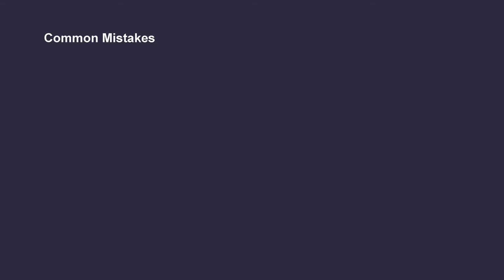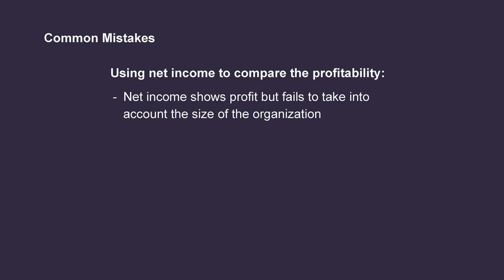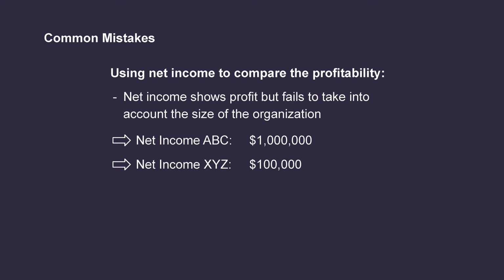Now that we understand how common size financial statements work, let's clear up a common misconception. Some users of financial statements believe that they can always assess two companies' overall profitability by comparing their net income amounts. However, this is not always the case. For example, let's compare two companies in the manufacturing industry. ABC Company earned $1 million in profit last year. One of their competitors, XYZ Company, only earned $100,000. Now, in this case, it would be tempting to conclude that ABC Company had stronger profitability.